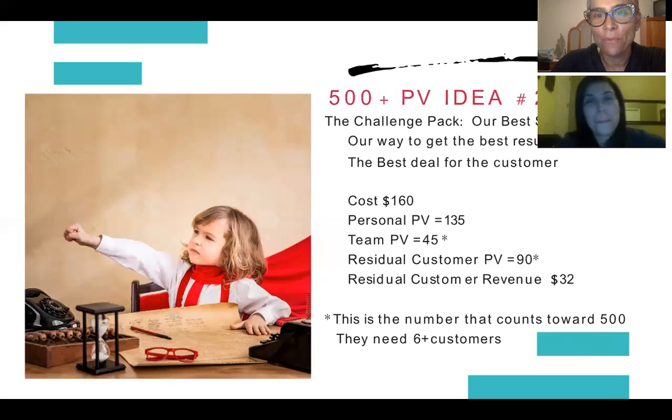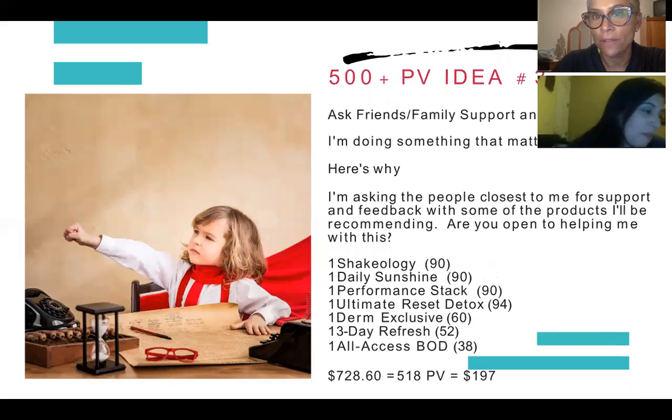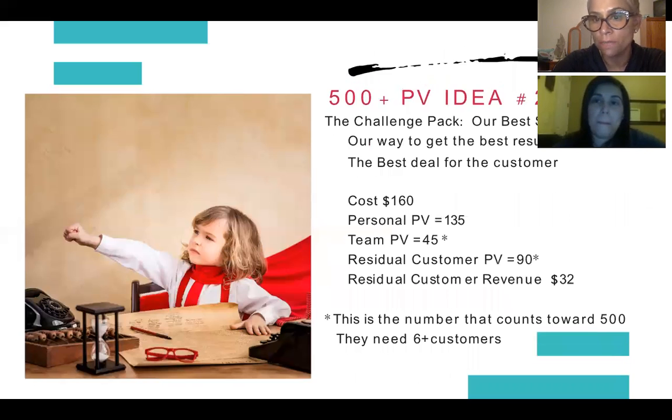All right. So moving on to idea number 3 on how you can get the 500 PV. This one here is based on 6 customers. So 6 customers are going to get you to that 500 PV for the month.